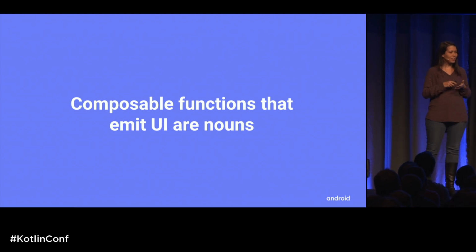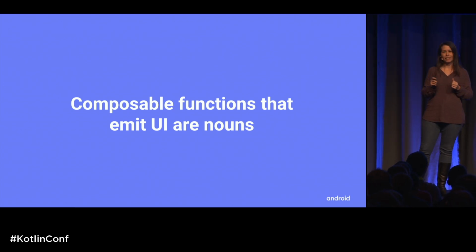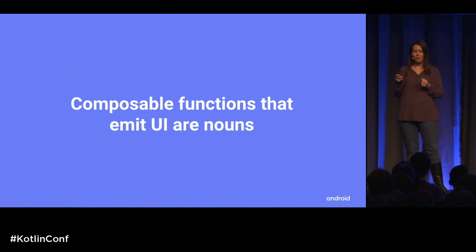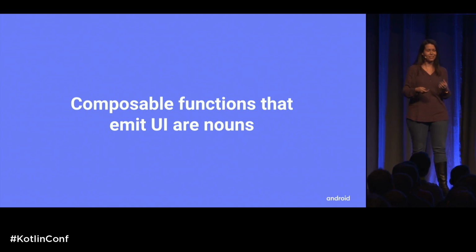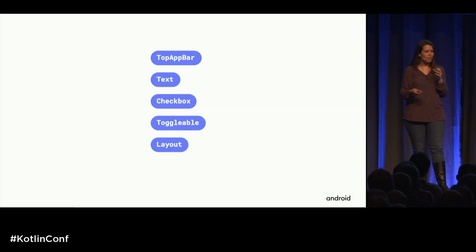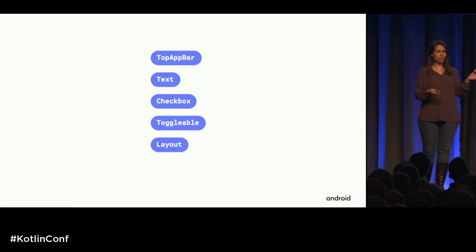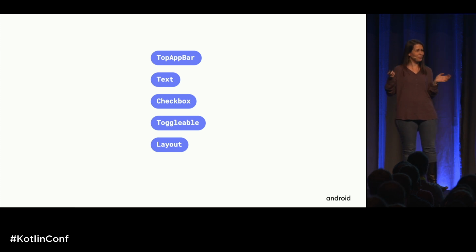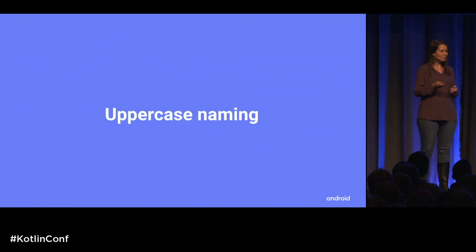The first one is every composable function, we always make it a noun. And that's because we think it represents an entity, a piece of thing that produces UI. So it is a thing. It's not an adjective. It's not an adverb. It's a piece of UI that it's representing. So we always make them nouns. There's things like top app bar, text, checkbox. These are all familiar names, so this shouldn't be surprising to anyone.